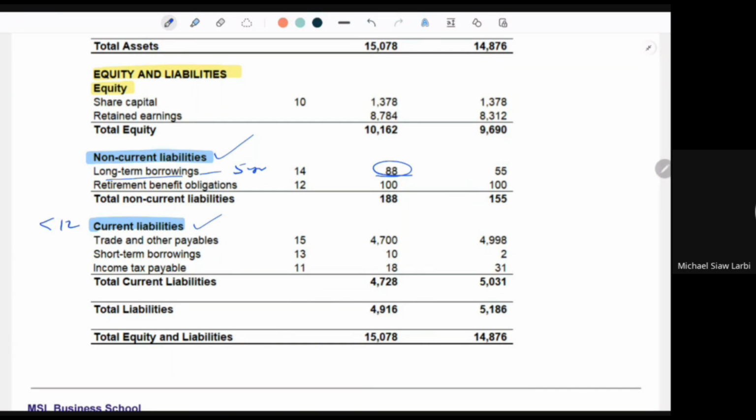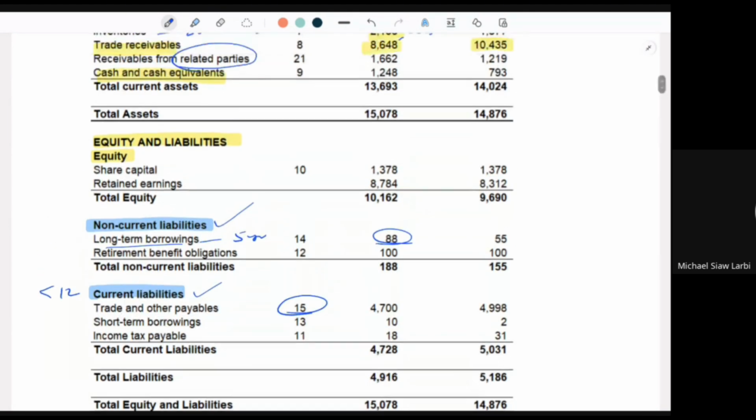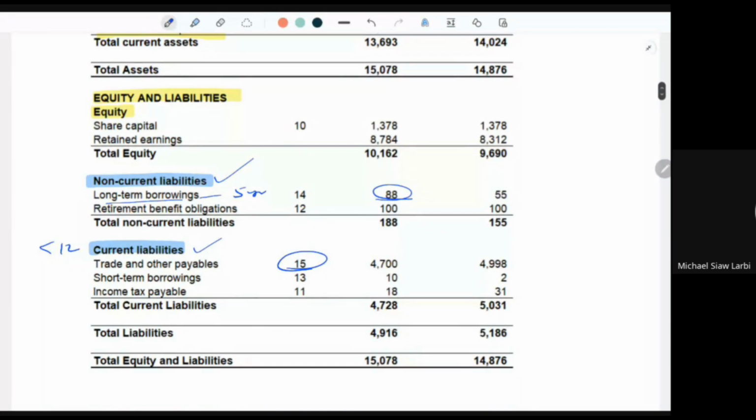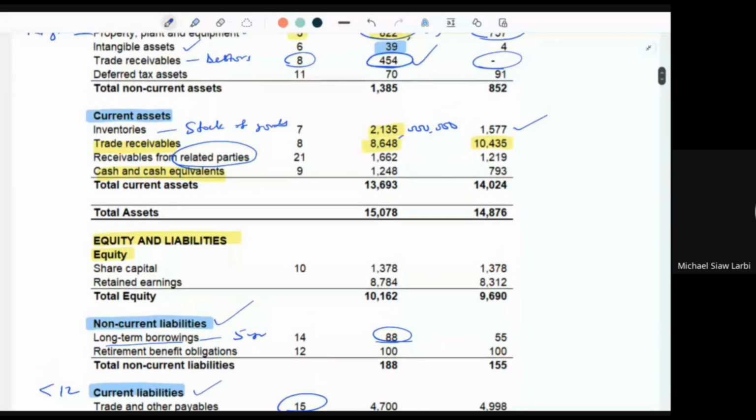So trade and other payables. These are people you have bought from, your suppliers. You've not paid them yet, but you expect to pay them within the coming 12 months. And you can see it's in note 15. So if you had gone to note 15 of this financial, you find a breakdown of this. So the notes are very important, as you can see here.